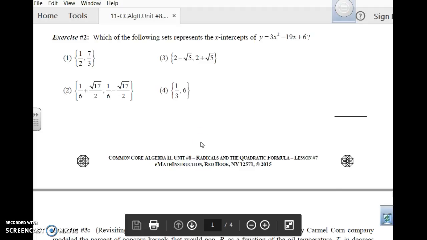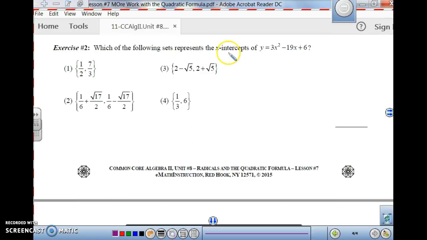All right, so let's try this next one. Which of the following sets represents the x-intercepts of y equals 3x squared minus 19x plus 6? Okay, so notice on here, there's a couple of these that are rational and there's a couple of these that are irrational because of the square root. That tells me that I probably want to use the quadratic formula to make sure because it may or may not factor. We don't know.